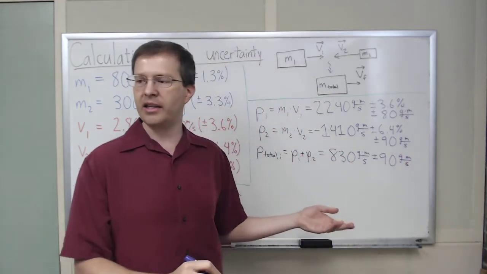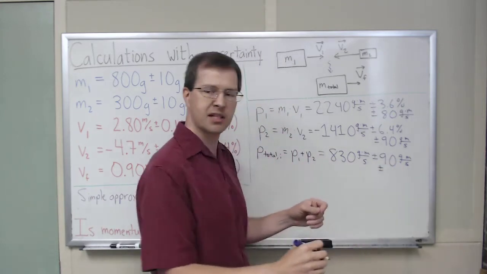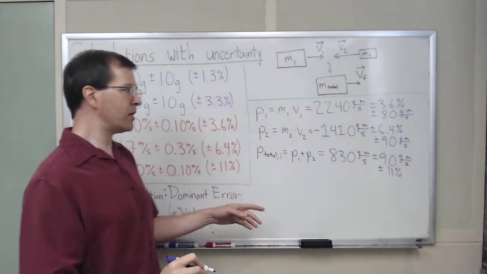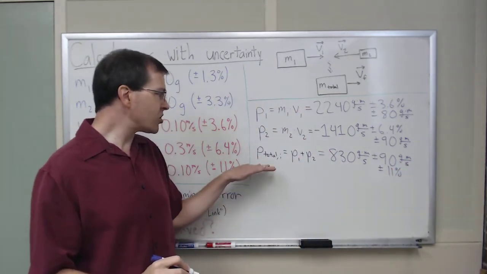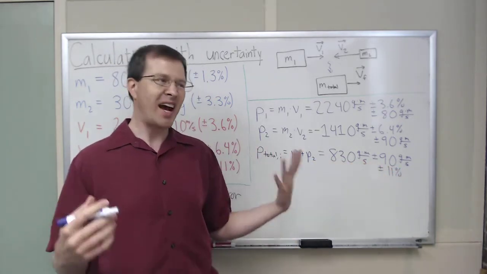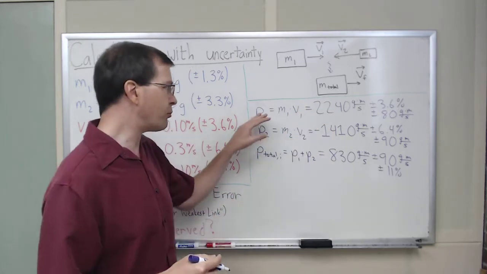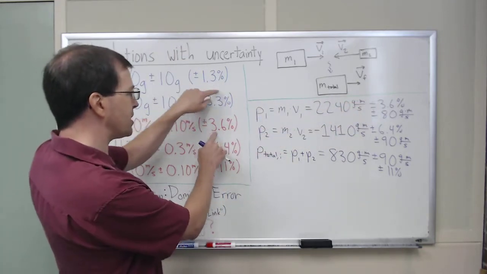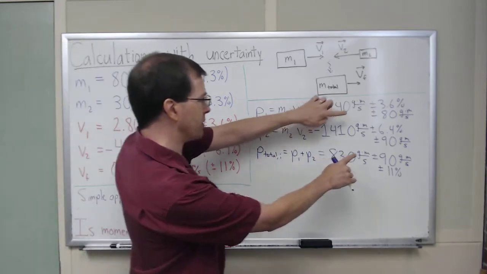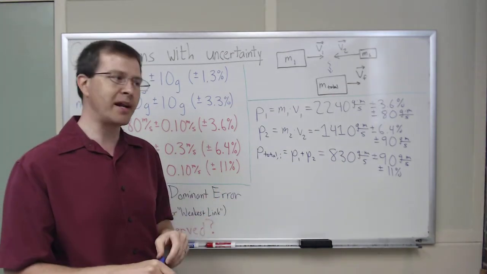If I wanted to, I could then use that to figure out my relative uncertainty. That's the same as plus or minus 11%, if I wanted to work that out. So my initial total momentum is 830 gram meters per second plus or minus 90 gram meters per second. That's my calculation, and you can see how I used my uncertainty rules each time. The product rule here compared relative uncertainties, product rule here compared relative uncertainties, sum rule here compared absolute uncertainties. And I got my result for my initial total momentum.